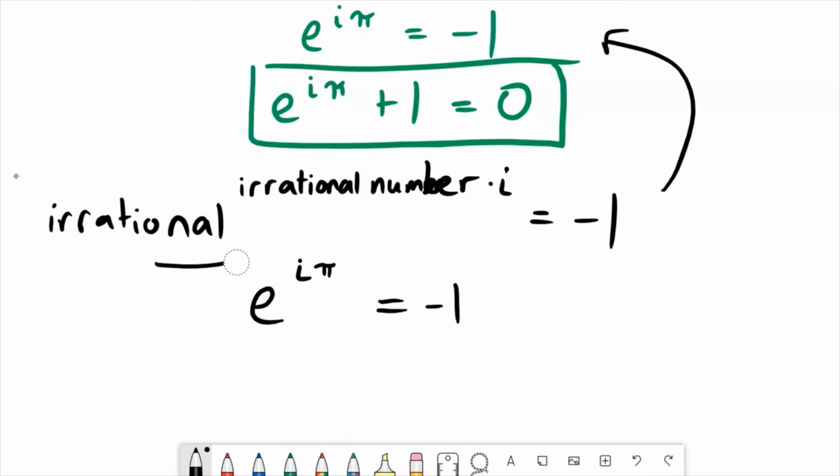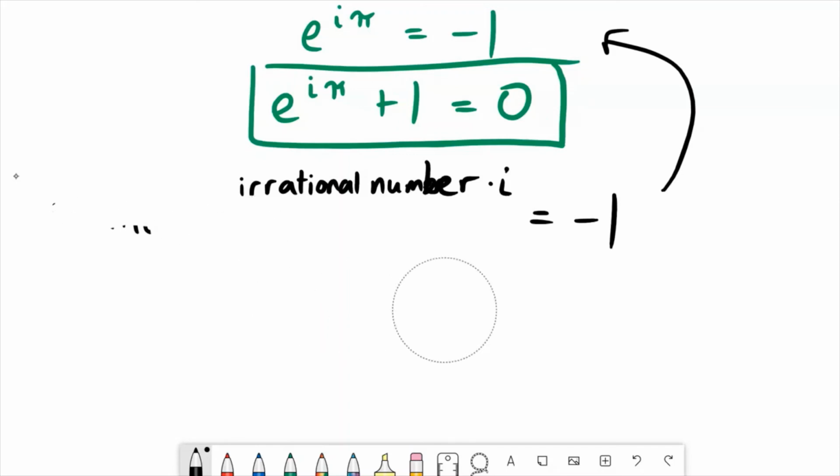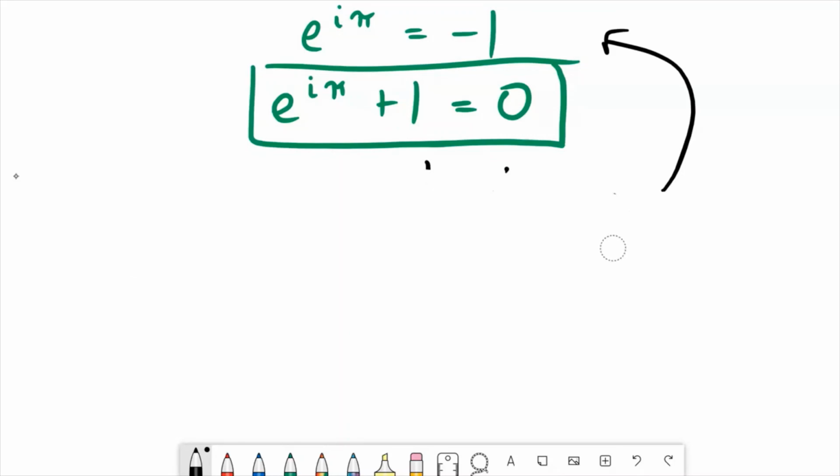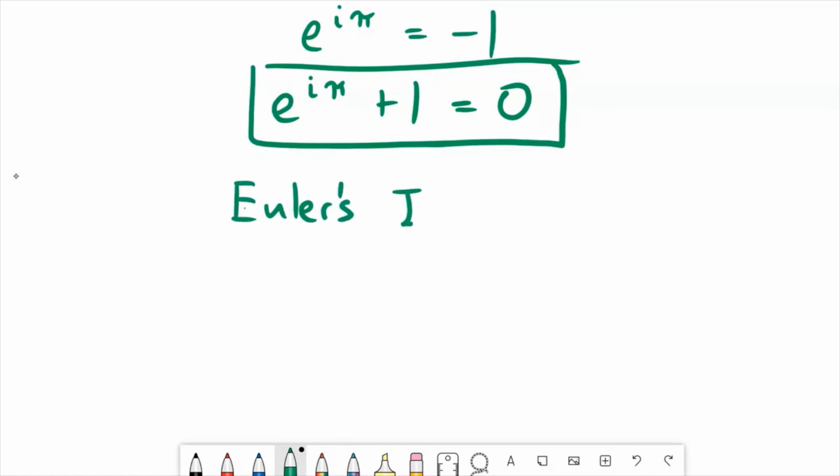But I would say it's more beautiful from the historical perspective because it wraps together so many things, so many cultures, into one statement. And this is the identity. We proved it with a Taylor series, which is very cool. And I guess the final thing I have to say is, what is this thing called? It must be named something. It is. It's called Euler's identity. Euler's identity wraps up these 5 different things together.